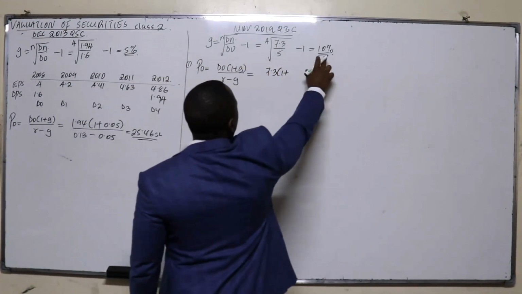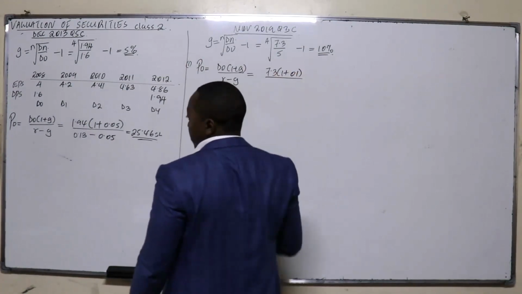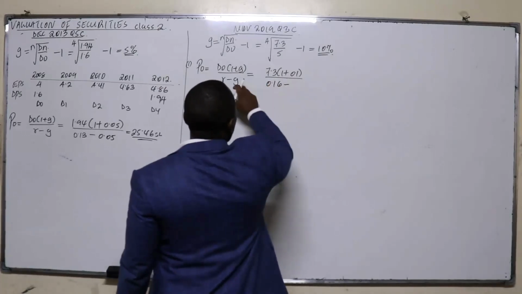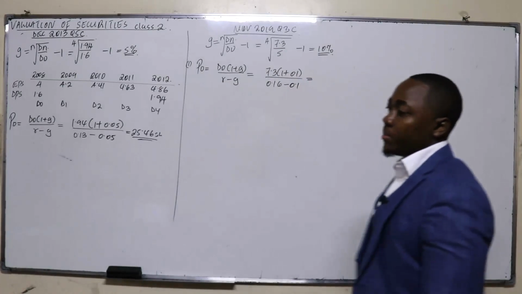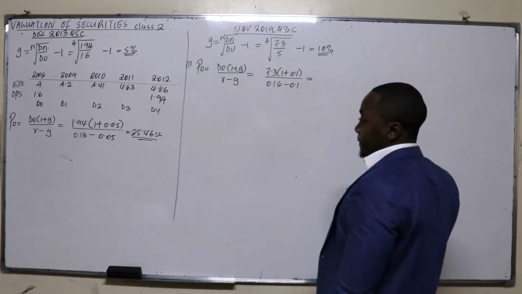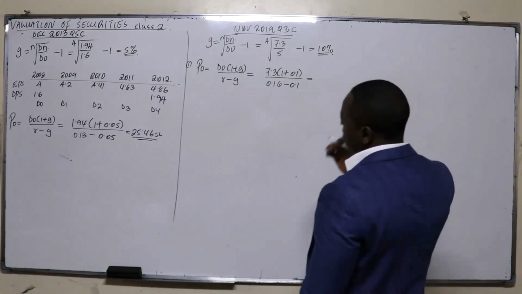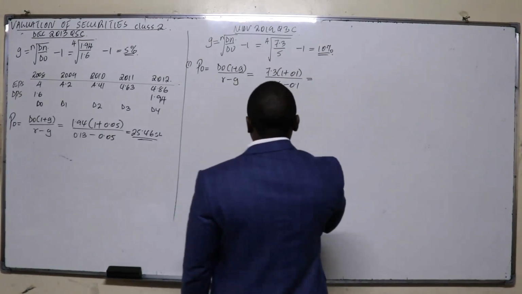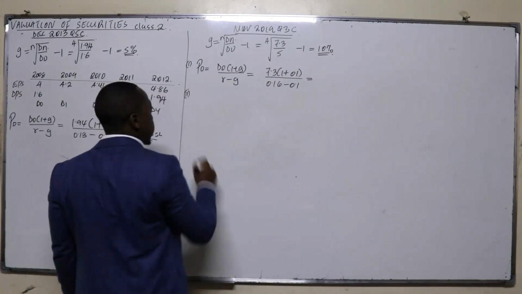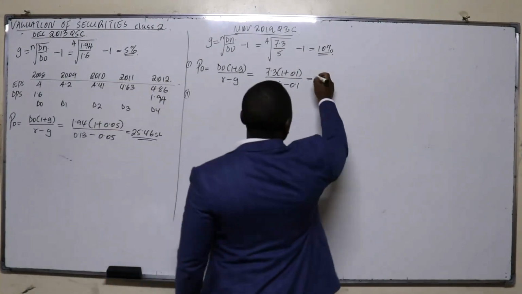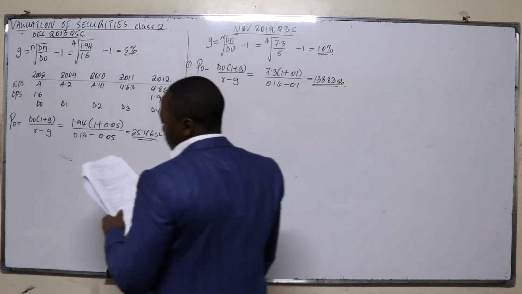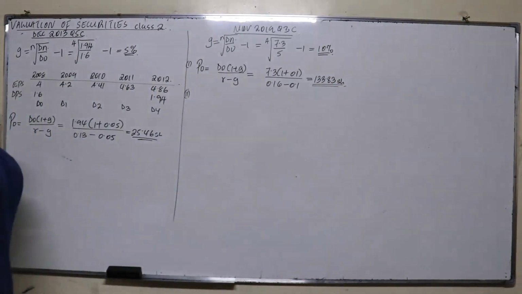7.3, 1 plus the growth rate. Our growth rate is 10%, so it's 0.1. r is the required rate of return, note number 4. The company shareholders required minimum return on investment of 16%, so it's 0.16 minus the growth rate of 10%. So how much is the current market price per share? 0.83.